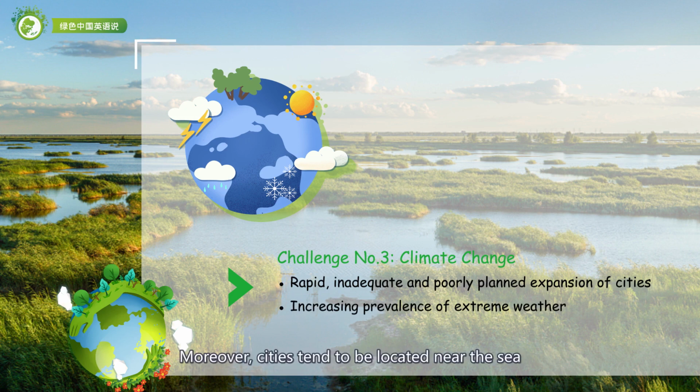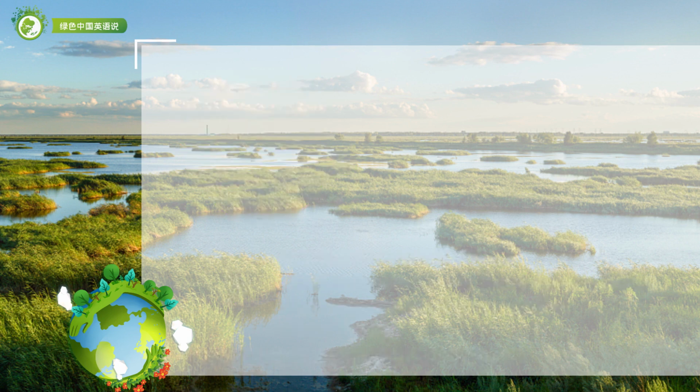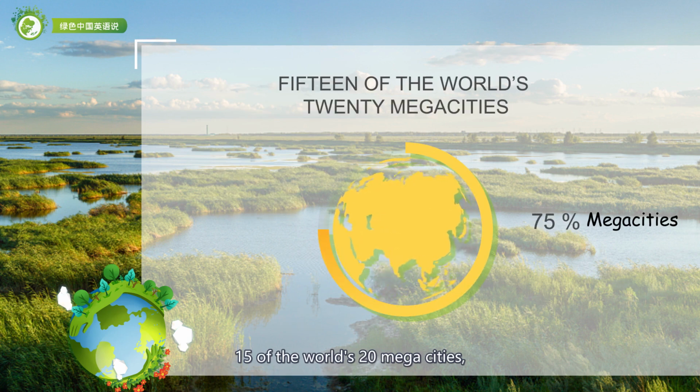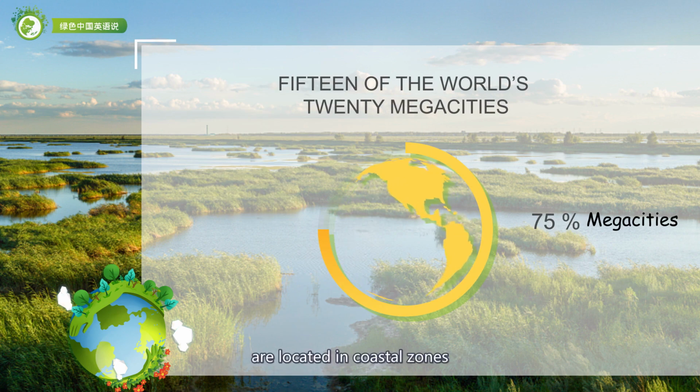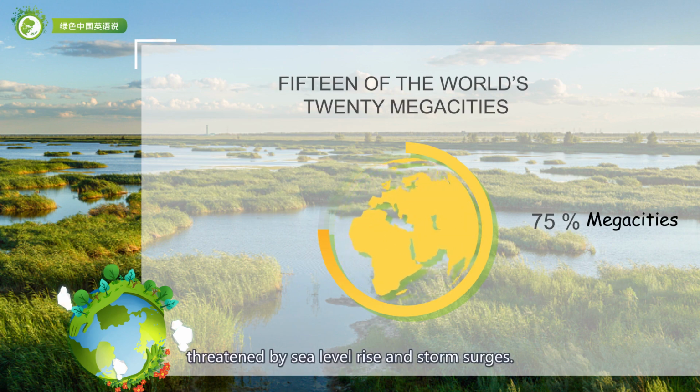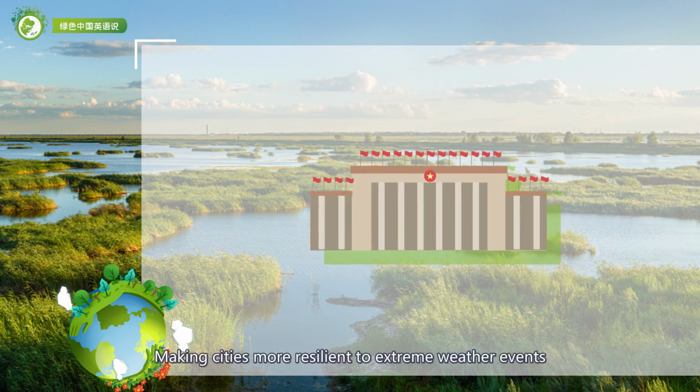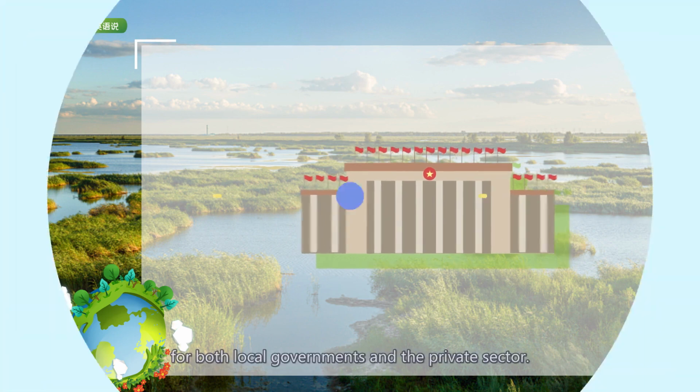Moreover, cities tend to be located near the sea or natural waterways, where they are at more risk of flooding. 15 of the world's 20 megacities, those with over 10 million inhabitants, are located in coastal zones threatened by sea level rise and storm surges. Making cities more resilient to extreme weather events should be a priority for both local governments and the private sector.